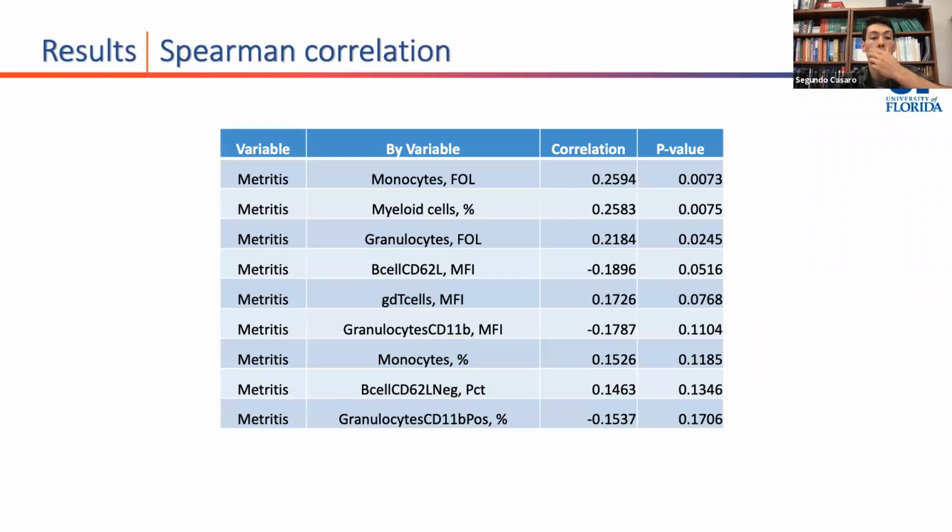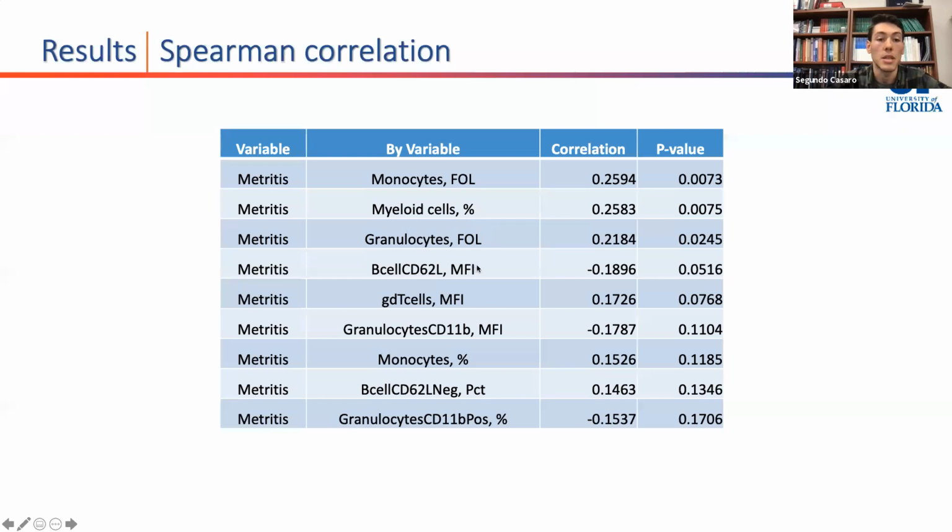Now, regarding our results, here's the exploratory correlation. These are the variables with a p-value equal or less than 0.2, and these are the variables that we added into the model. So as you can see, we added monocytes. This FOL is frequency of live, so this is the proportion of monocytes within the total live cells. Then we also added the myeloid cells percentage, then the frequency of live granulocytes. So again, this is the proportion of granulocytes from all the live cells.